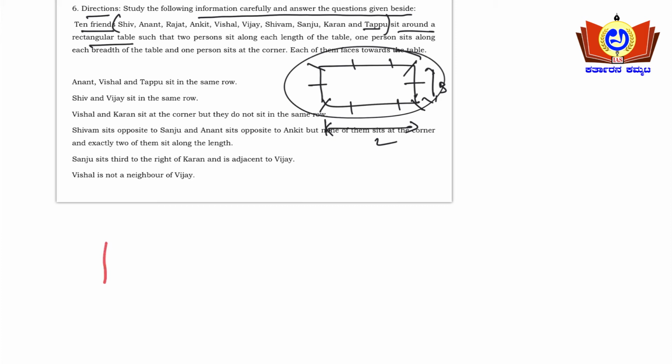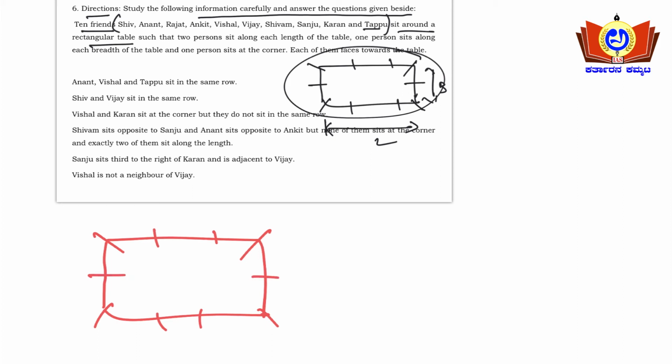So this is the position in a rectangular table. Corner 4 people, and 2 people along the length and 1 person along the breadth. In this fashion they will be sitting here. See here, and these are the conditions.